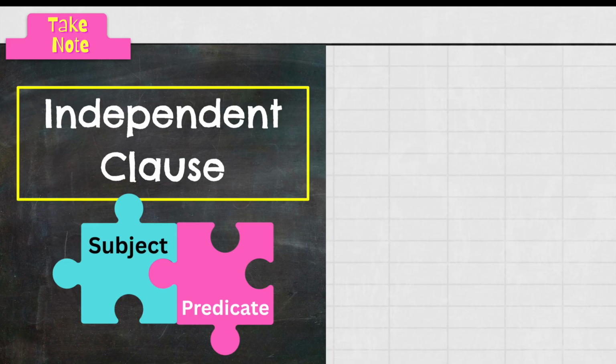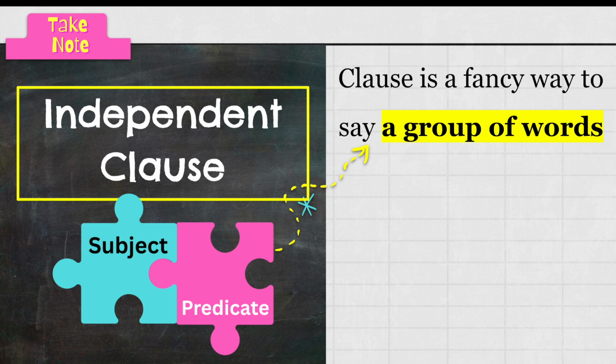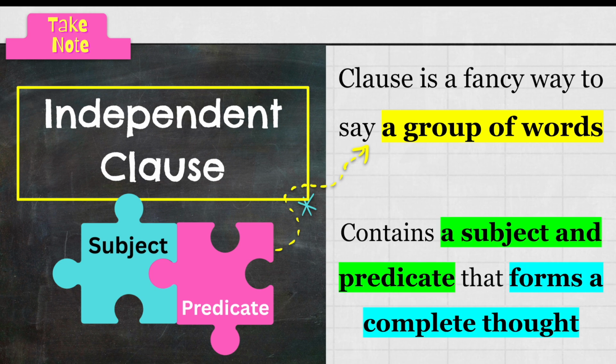Let's review here. Independent clause. A clause is just a fancy way to say a group of words, and it contains a subject and a predicate, and it forms a complete thought. A simple sentence is an example of an independent clause.